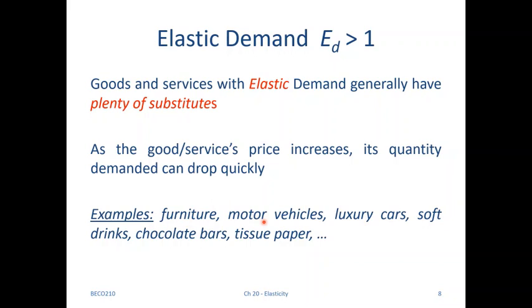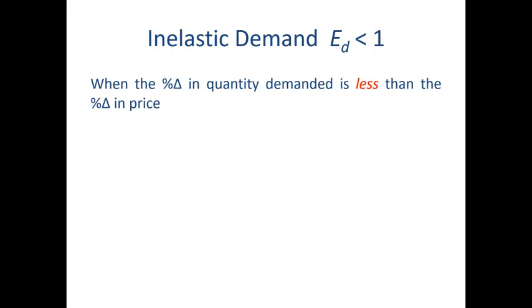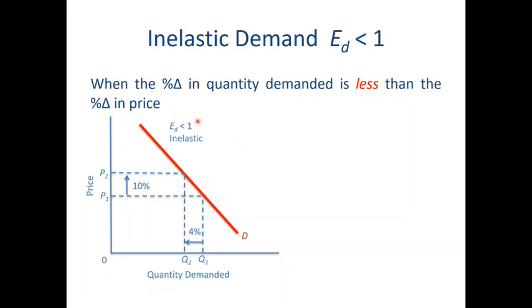Same thing applies for any other product which has substitutes. It can be furniture, motor vehicles, luxury cars, soft drinks, or any other product. So the more the substitutes, the more elastic demand is. Now, inelastic demand, which means elasticity of demand which is less than 1, is another case of price elasticity of demand. This happens when the numerator is less than the denominator, meaning when the percentage change in quantity demanded is less than the percentage change in price.